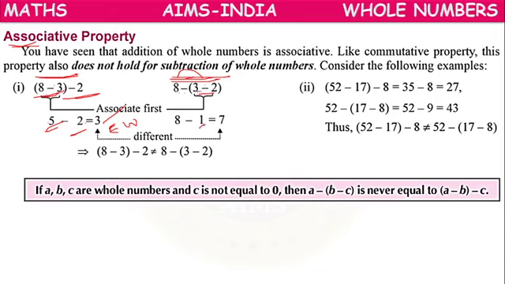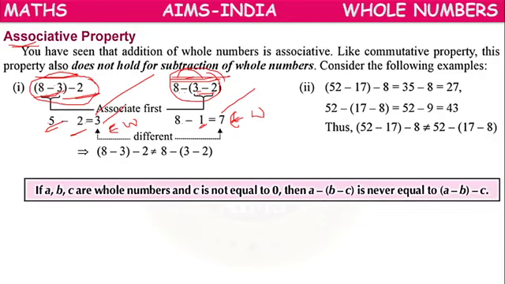3 minus 2, how much? 1. So 8 minus 1, 7. 7 is also a whole number. But what is the result? If we subtract like this, we are getting 3 as result. If we subtract like this, we are getting 7 as result.